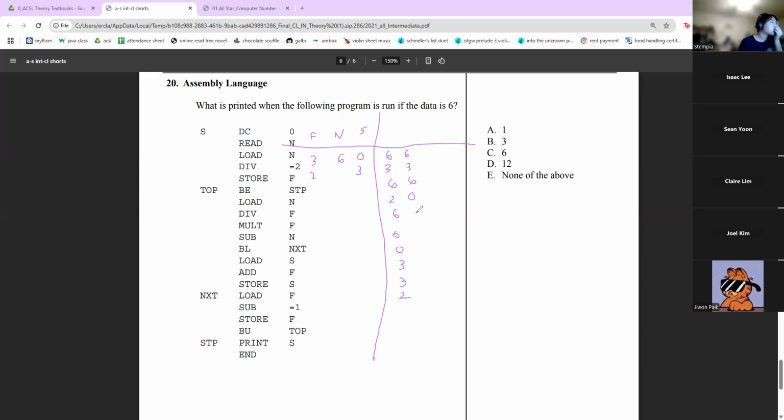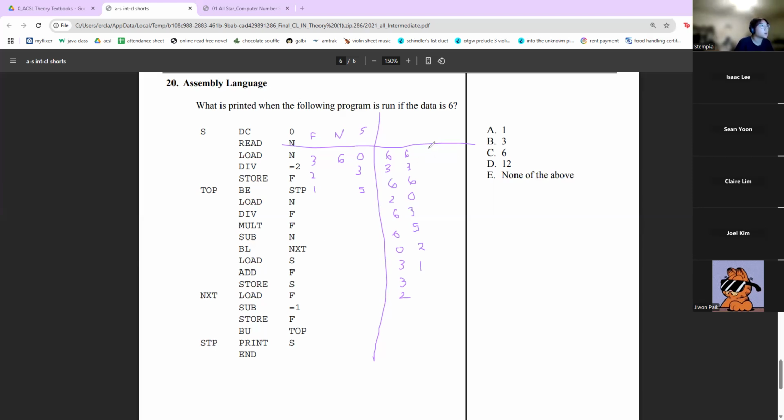Did I mess up? No, I don't think I did. Give us 0. I hate this. It's not less than 0, so we're gonna load s, add f, store this in s, load f, subtract 1, and store this in f. Okay. Then we're gonna go back to the top.